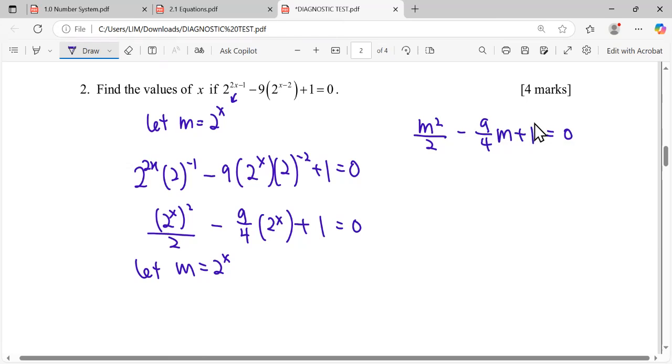So when we're getting a quadratic, alright, make sure you simplify your quadratic, not leaving your quadratic in fractions, and not leaving your quadratic in negative, because normally most of the students, 99% of the students, will use a calculator and help out to factorize.